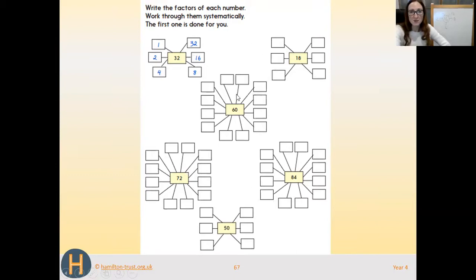Now for these numbers, because they're larger, I wouldn't suggest drawing out your arrays. I would suggest using your times table knowledge. But what's really helpful is that for each number you know how many factors there are because they are already drawn out for you. Okay, right, let's have a look at step number 2.